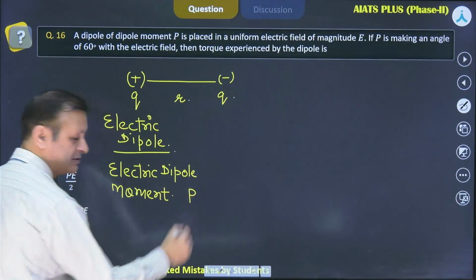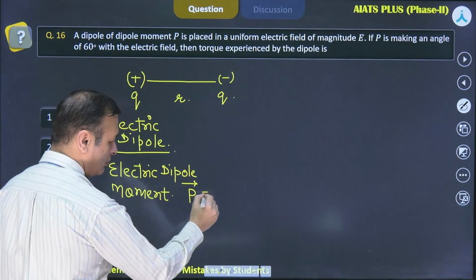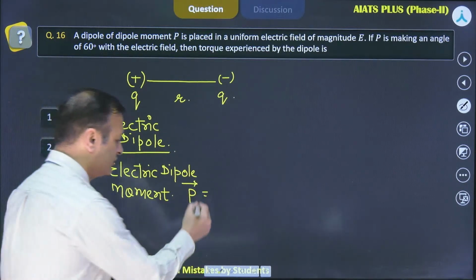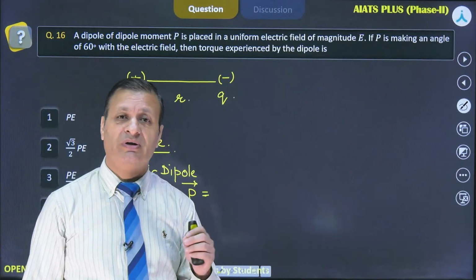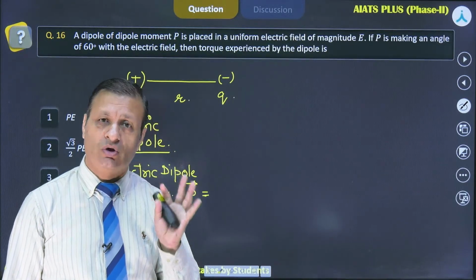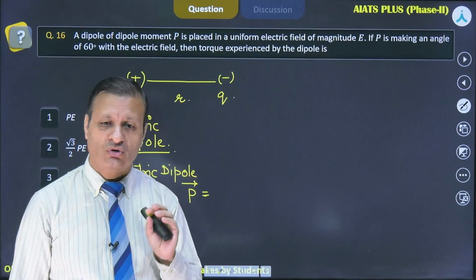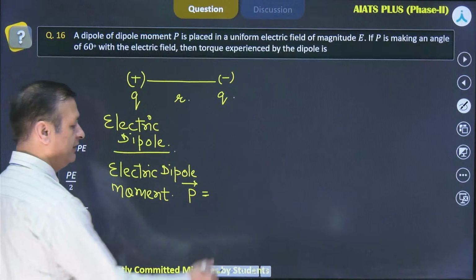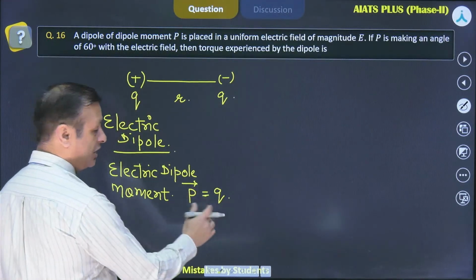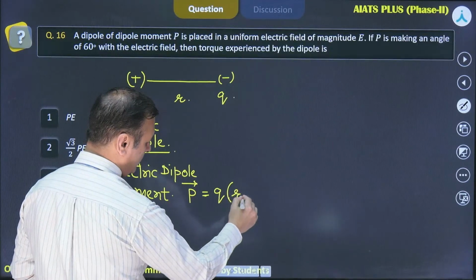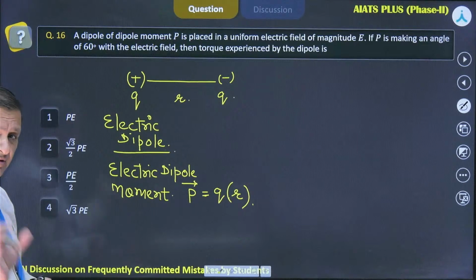This I write as P, definitely with an arrow. And you know what this arrow suggests? This arrow suggests this electric dipole moment is a vector physical quantity, and its magnitude is given as charge multiplied by the dipole length, that is R. So this is the magnitude.